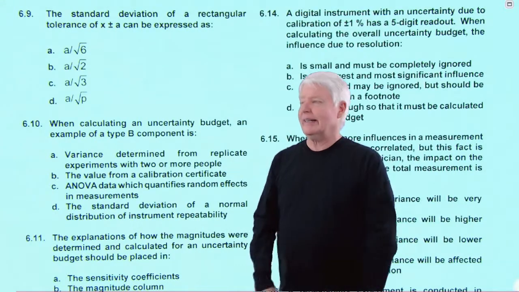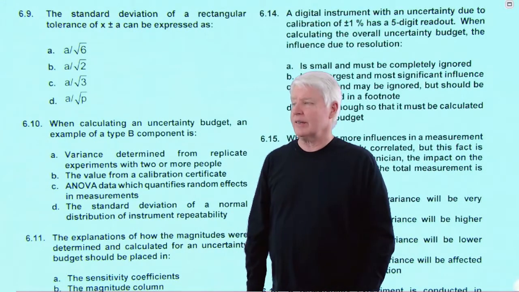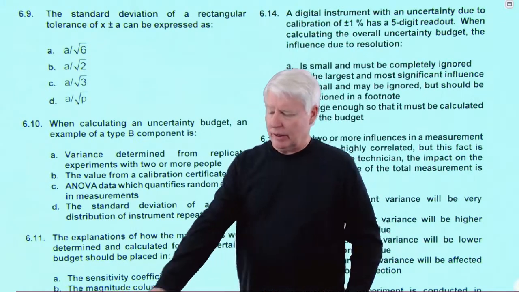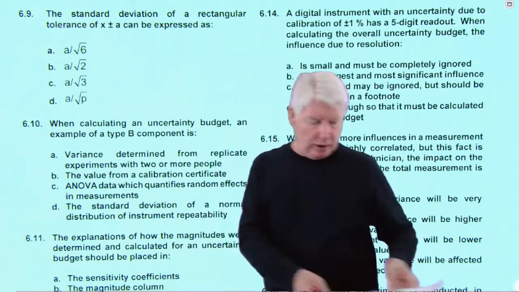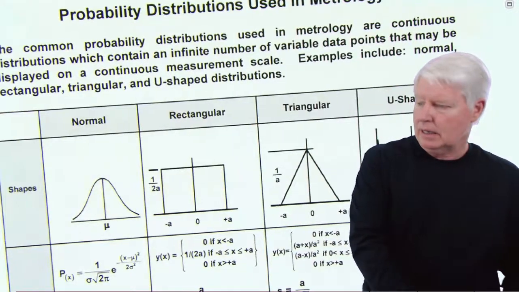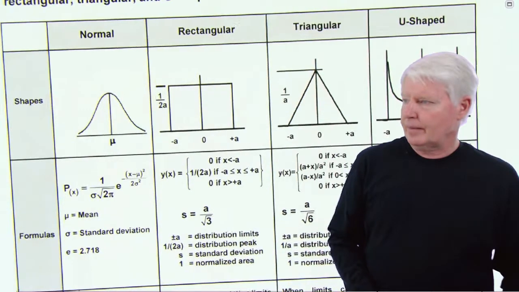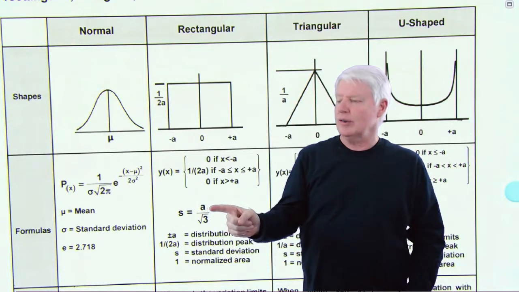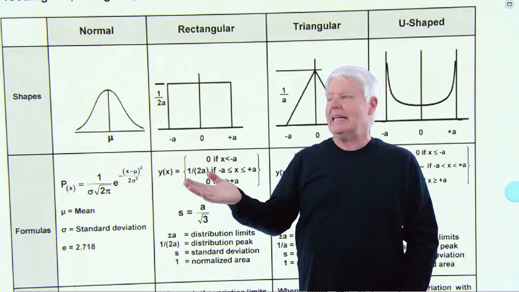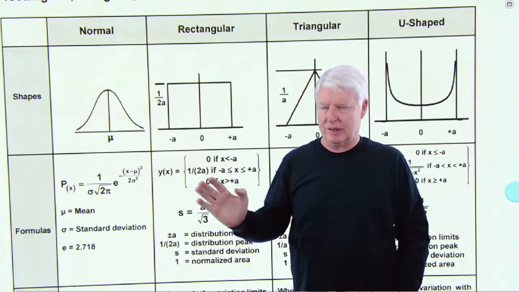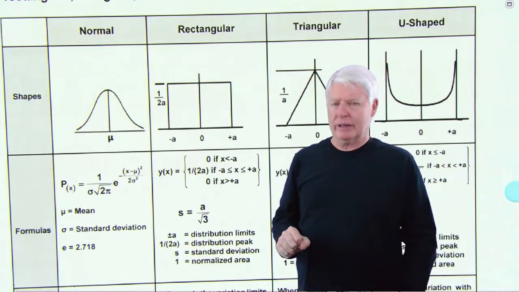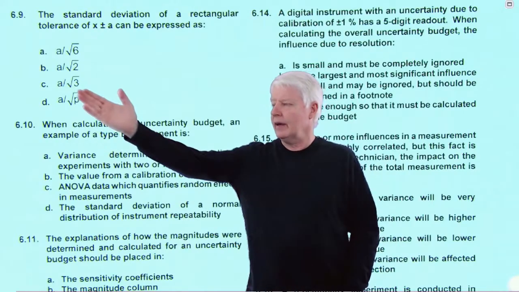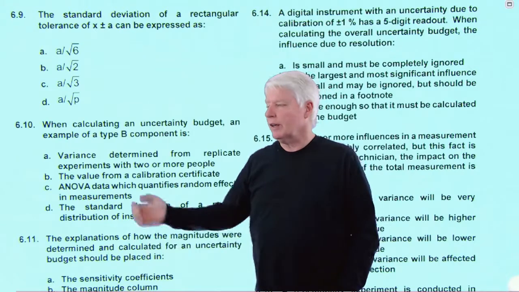All right, here we are at question 9. The standard deviation of a rectangular tolerance of x plus minus a can be expressed as, so the rectangular tolerance, and I'll take you to page 64 of your primer. And here it is, rectangular, standard deviation equals a divided by the square root of 3. You're going to need this page quite a bit on the test, so make sure it's marked and you can readily retrieve it. All right, let's go back to the blue page and make sure this is an option. And there it is, it's C. So now we can move on to question 10.